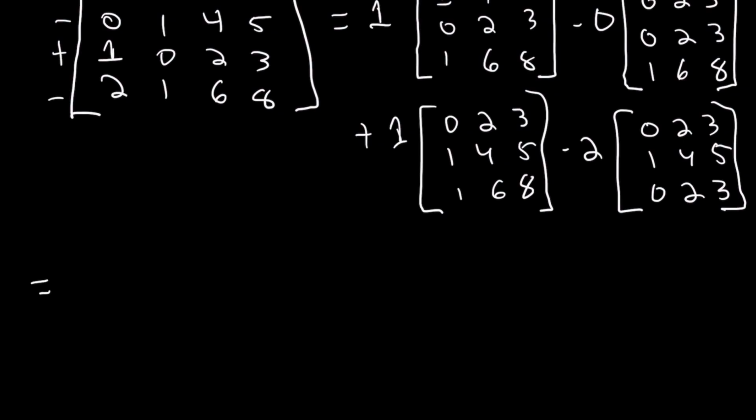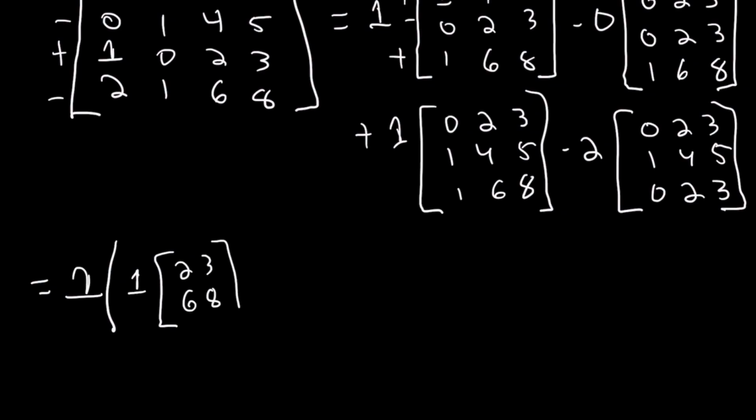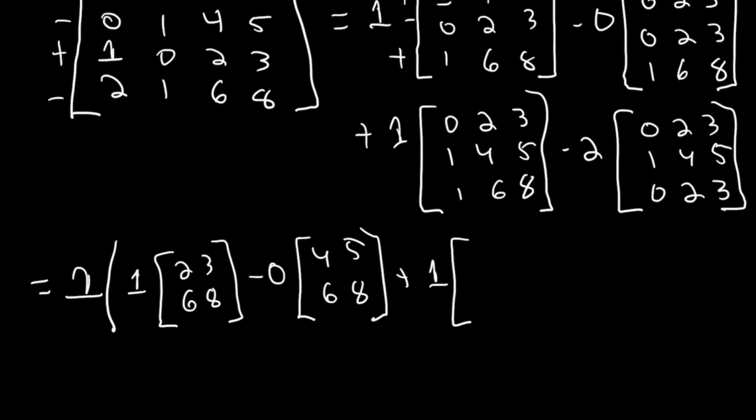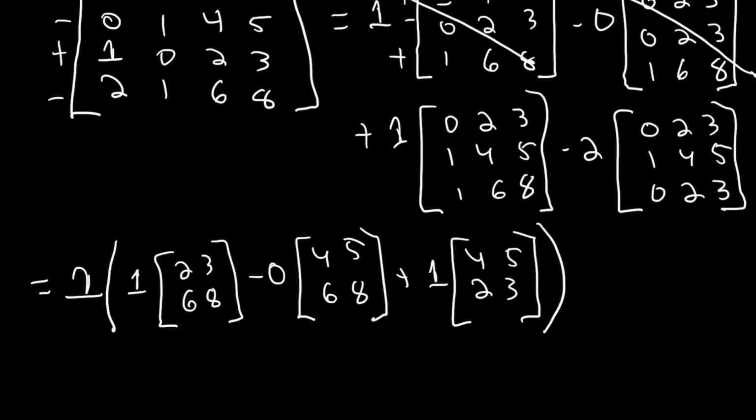Then that's going to be 1. And remember, just like last time, it's going to be positive, minus, positive. So 1, then it's going to be 1, matrix 2, 3, 6, 8, minus 0, which is just going to be 0 at the end. But 4, 5, plus 1. Okay, so that one's done. Remember, the 0 we don't need to do.